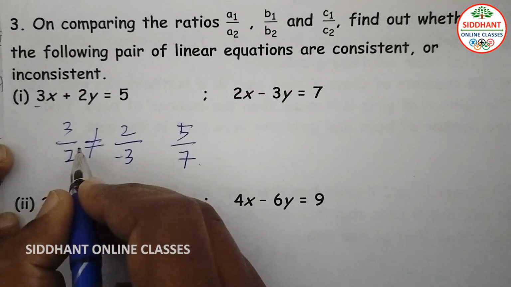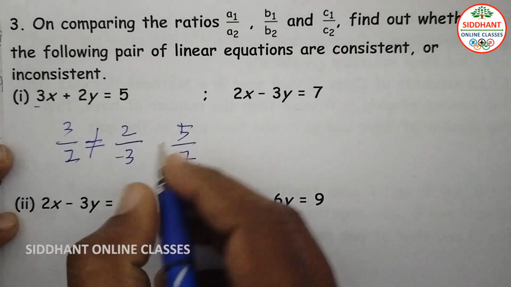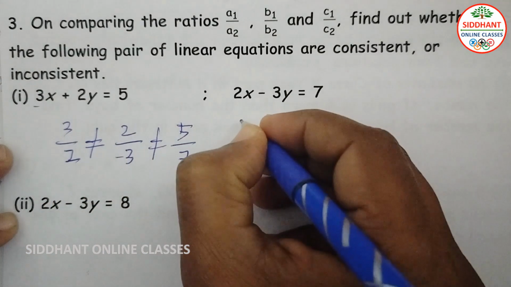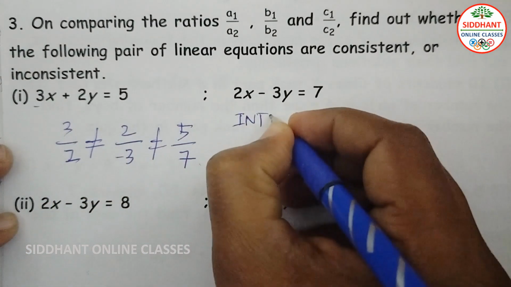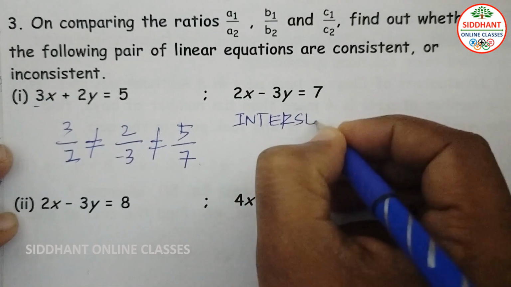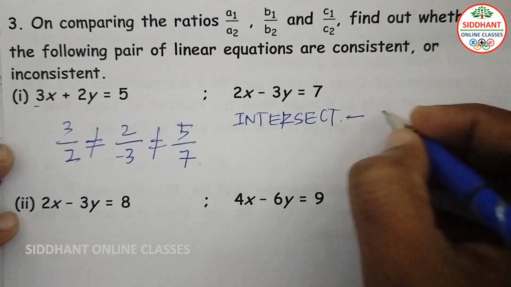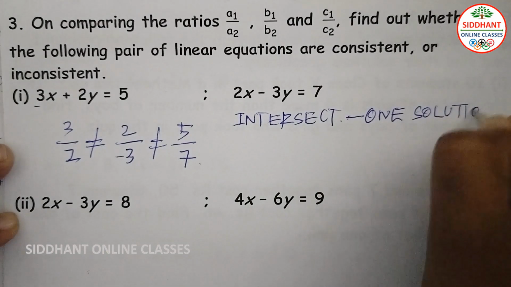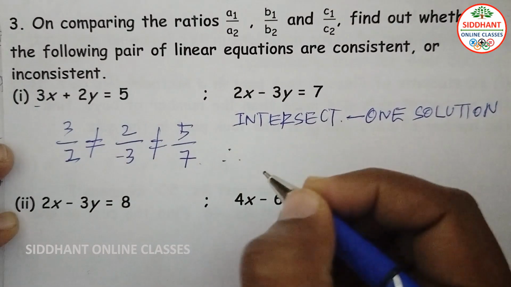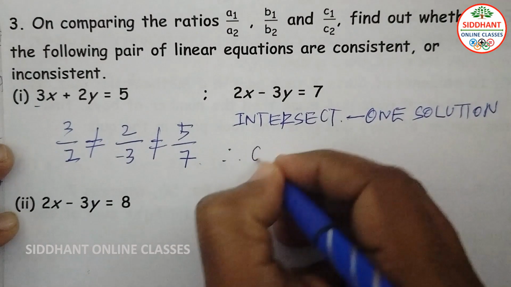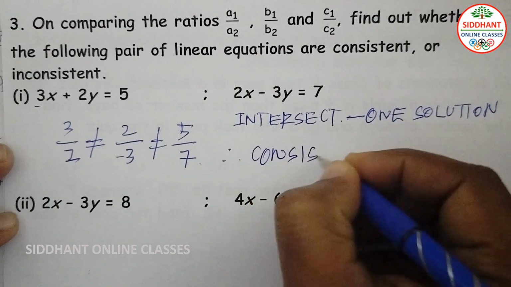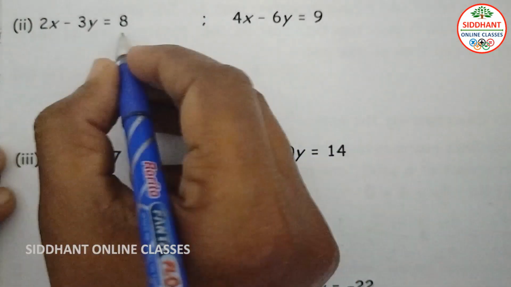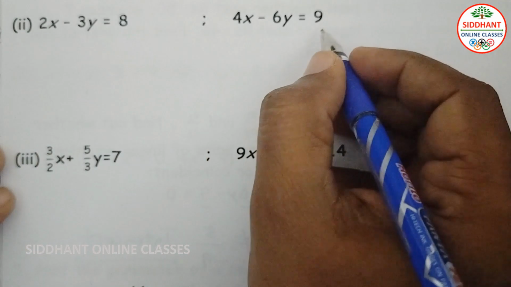On comparing this, we can say a1 by a2 is not equal to b1 by b2 and this is not equal to c1 by c2. So here we can say the two lines intersect each other and we are going to get one solution here. We can say the equations are consistent here. Second one, 2x minus 3y equal to 8, 4x minus 6y equal to 9.